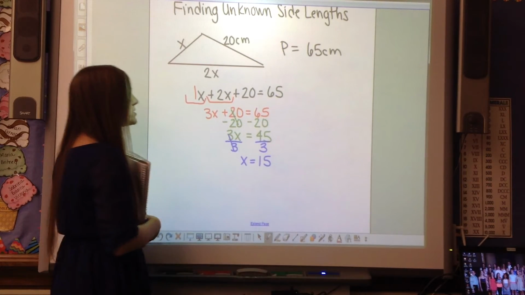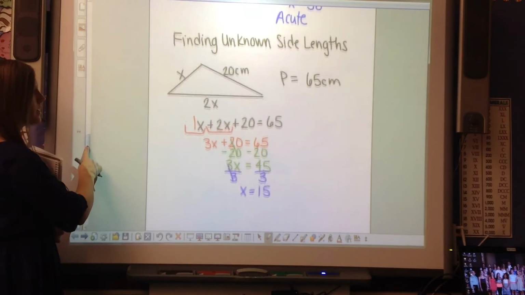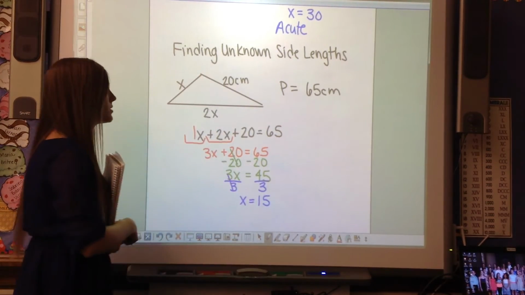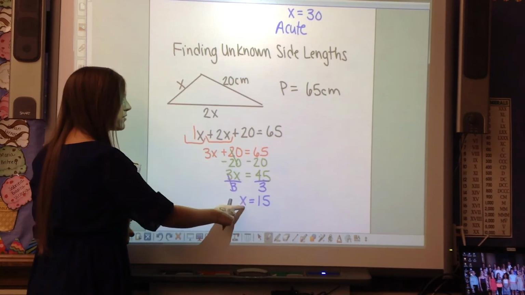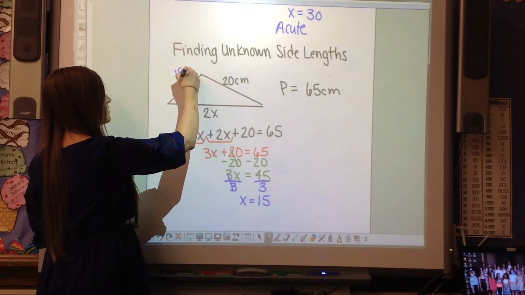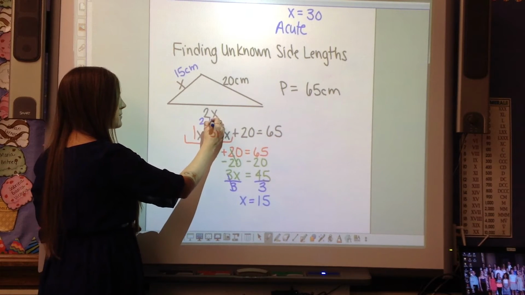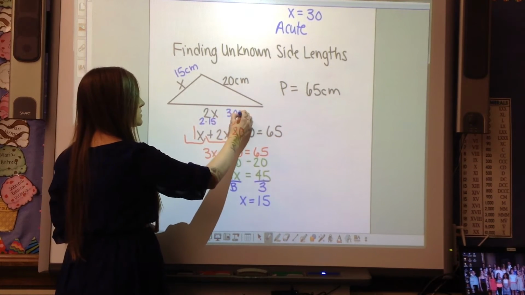Okay, so our goal was to find the missing side lengths. Let's go back up to our picture. We know that this side length right here is 20 centimeters. This side length is whatever x is, so this is 15. This side length is 2 times x, or 2 times 15. So this is 30 centimeters.